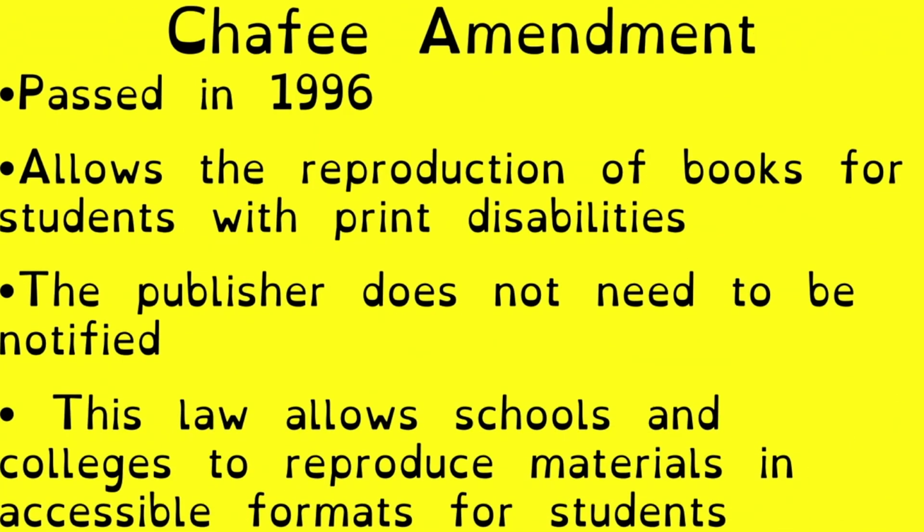The Chafee Amendment was a big law for people with disabilities who want access to books. What it did was allow the reproduction of books for students with print disabilities. A print disability does not necessarily mean a student with a visual impairment or who is blind, but it can also mean students with dyslexia or other disabilities that would require alternative media. The publisher does not need to be notified, so the college can do that on its own terms and does not need to notify the publisher that they're scanning the book and making it accessible. And as I said, this law relates to schools and colleges.